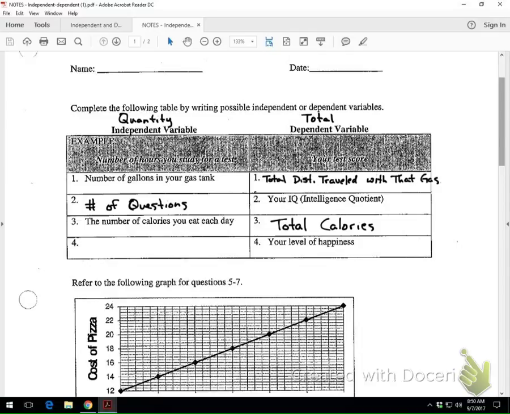Independent, blank, dependent, your level of happiness. Let's say on a scale of 1 to 10, your happiness right now, a 3. A 1.5. So there's your level of happiness. What would be independent? You can't give me a total number because you already gave me a total number for dependent. So think number of. Number of things that make you happy.